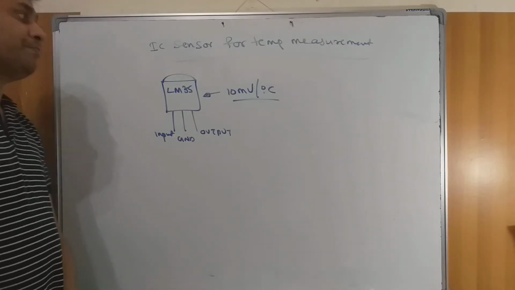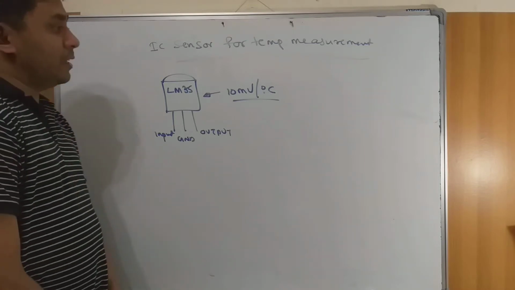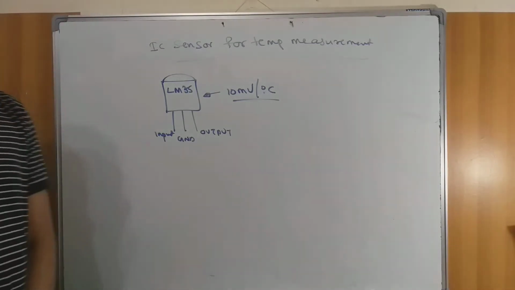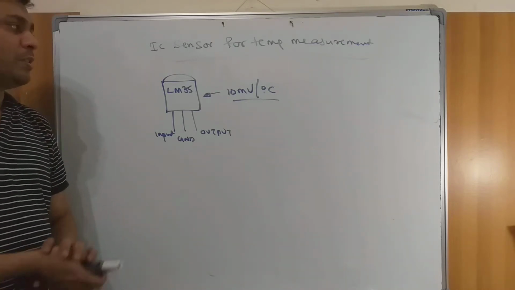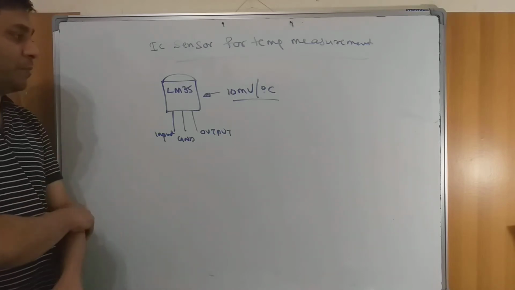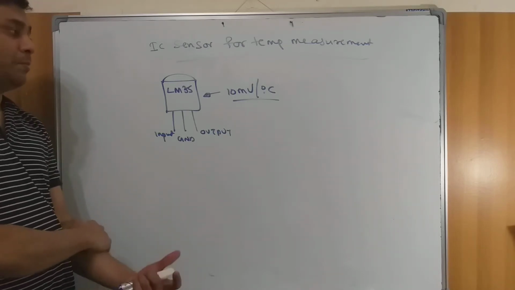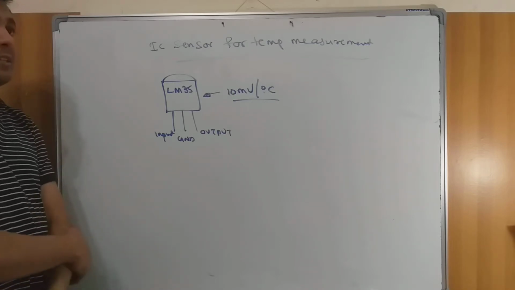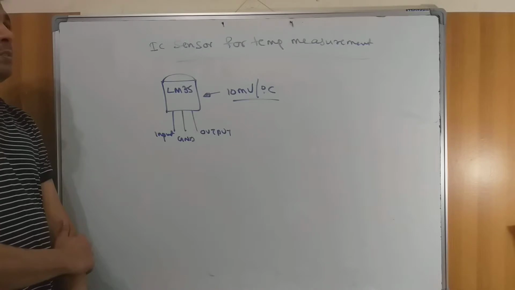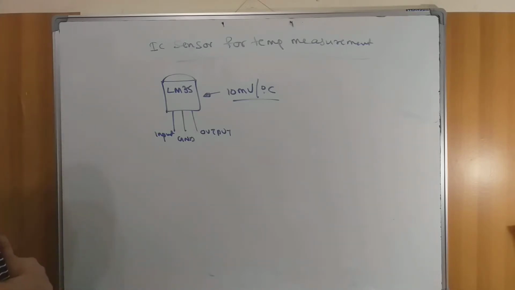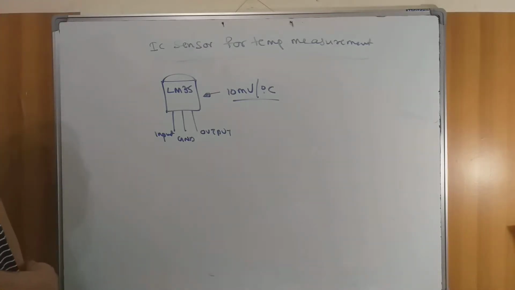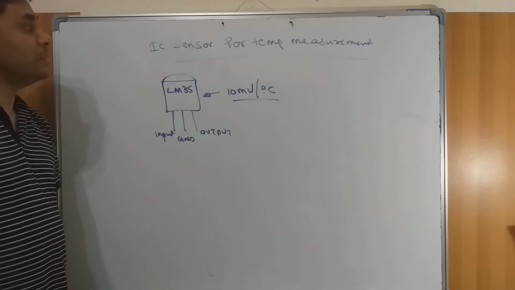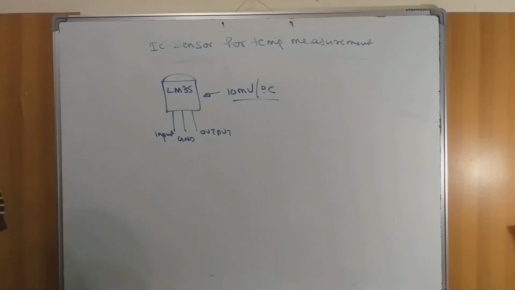For example, if you want to measure 100 degrees, the output is going to be 1000 millivolt, which is 1 volt. This type of circuit is used for low temperature applications, for example to measure the temperature inside equipment or machinery such as computers and other systems, where the temperature to be monitored is not very high, within about 100 degrees centigrade. So this type of sensor is also very common in smart devices.